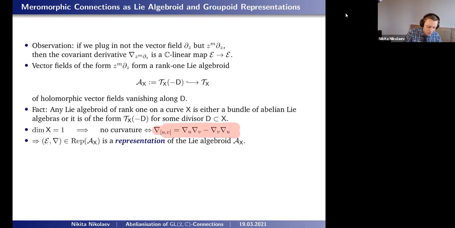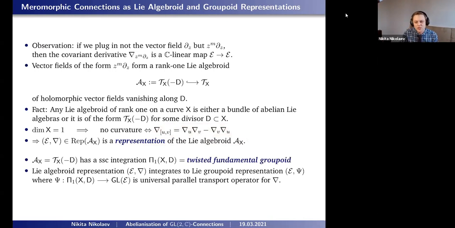And so therefore, for this reason, meromorphic connections are called representations of such a Lie algebroid. So basically, these are the things that I want to study. Meromorphic connections, I want to view them as representations of these Lie algebroids, which are twists of the tangent bundle.